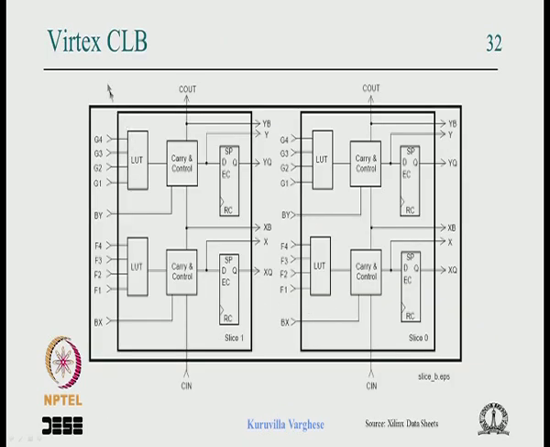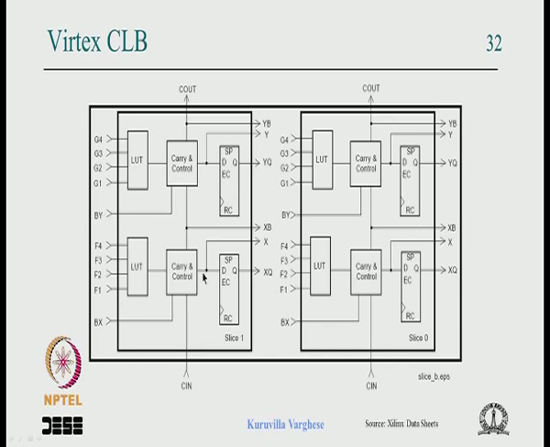So let us come to this Virtex configurable logic block. This is the top level schematic, taken from the Xilinx data sheet, and it has two identical slices. Xilinx calls it a slice. So this is a slice and this is another slice, and within one slice you have two identical blocks. So one CLB is two slices, and one slice has two identical parts.